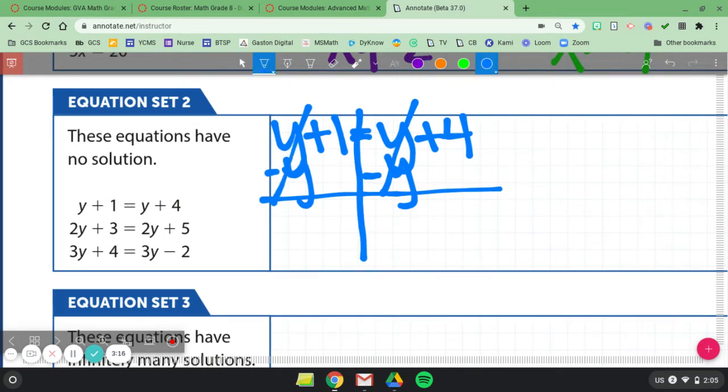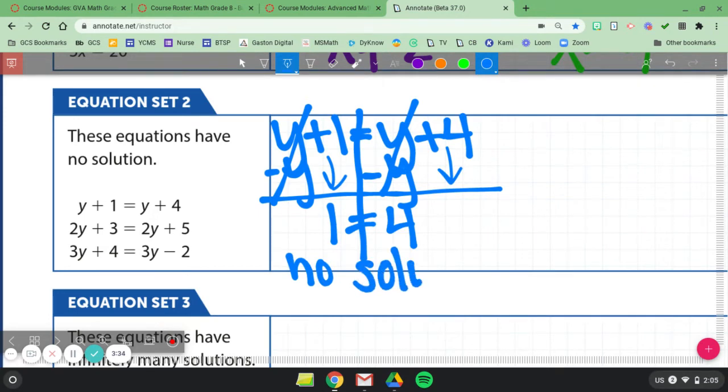And then we're just left with 1 equals 4. But that's not a true statement. 1 does not equal 4. 4 does not equal 1. So this is not a true statement. So there is no solution.